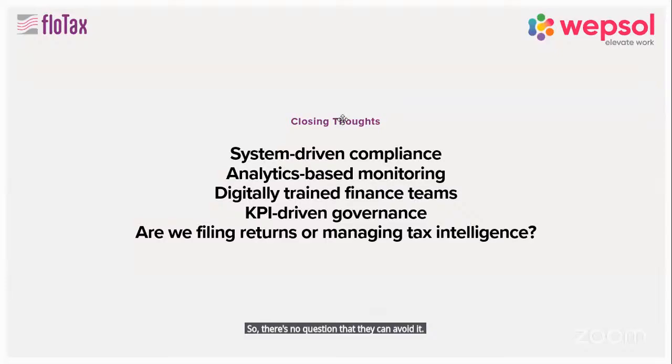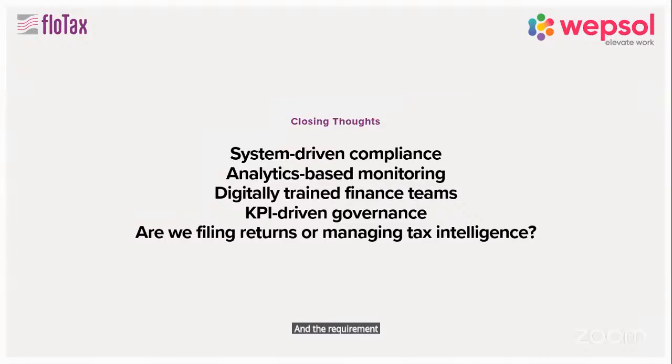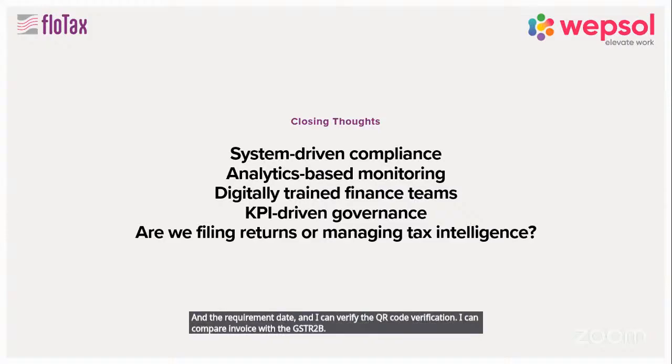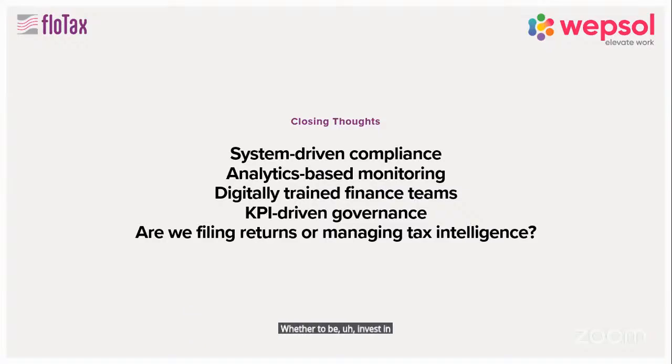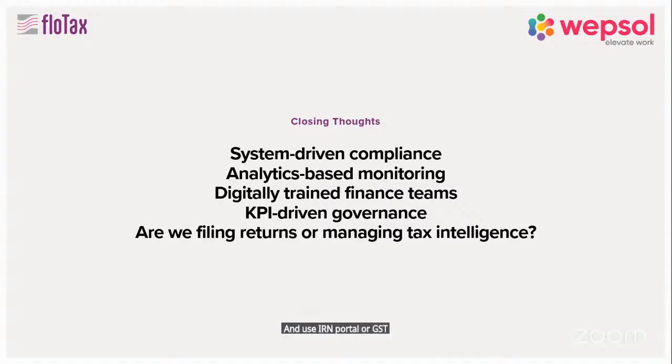Now your second question is on e-invoice being mandatory as per turnover but uploaded manually. If they upload it manually, definitely they don't get any input credit. So what you need to do is check the IRN, your invoice reference number, or QR code, or acknowledgement number and acknowledgement date. I can do the QR code verification. I can compare the invoice with GSTR-2B, whether the invoice is in 2B or not, whether IRN is present or not, whether the vendor is above 5 crores or not. Use the IRN portal or GST portal to cross-verify so that you're not losing any of those things.